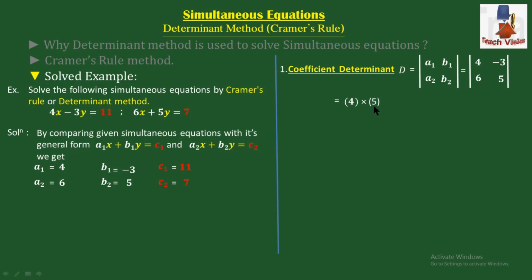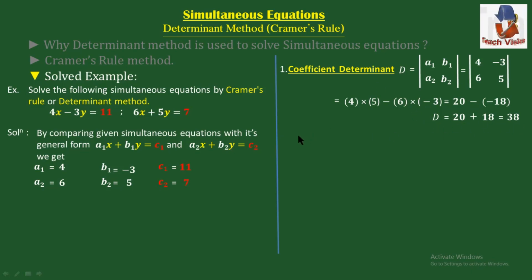Therefore, the value of the given determinant is equal to 4 into 5 minus 6 into minus 3, which is equal to 20, minus, minus 18, so 20 plus 18. Therefore, D is equal to 38. This is the value of the coefficient determinant D, which is 38.